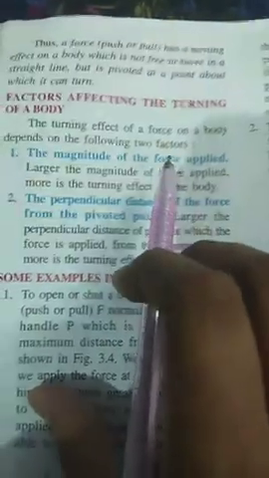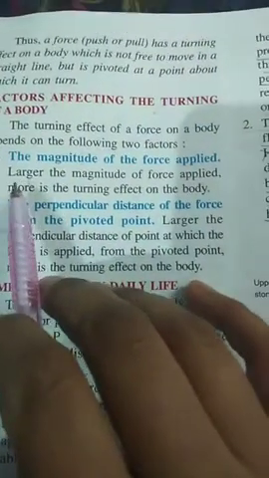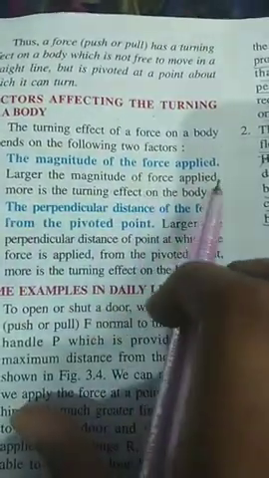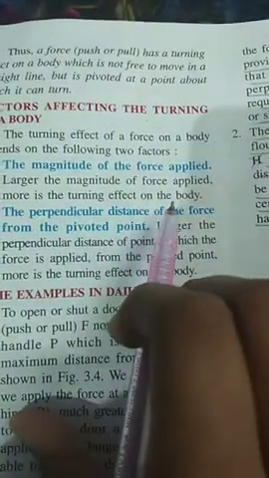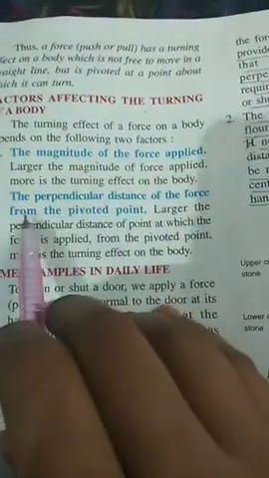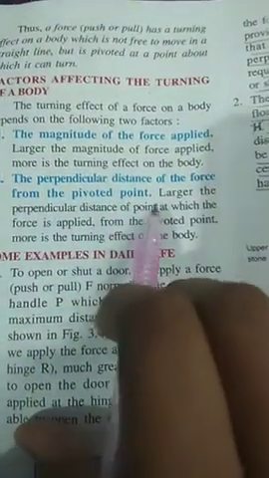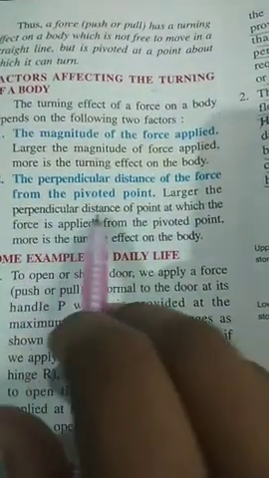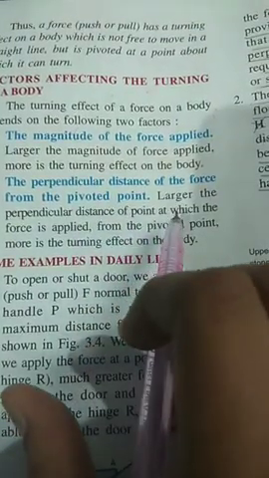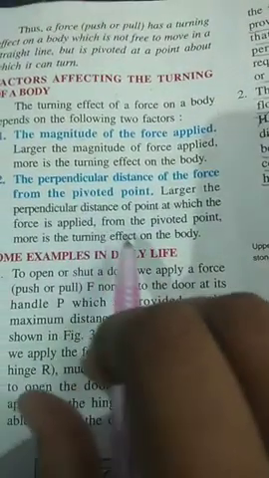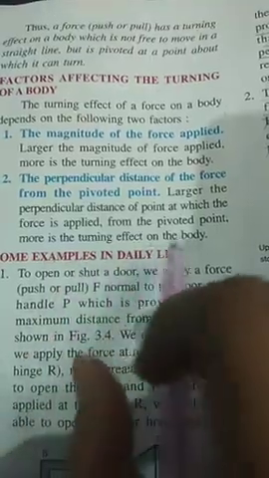Now there are some factors on which the turning effect of the body depends. The first factor is the magnitude of force applied, meaning how much force we are applying on the body. The larger the magnitude of force applied, the more will be the turning effect of a body. And the perpendicular distance of a force from a pivoted point: the larger the perpendicular distance from the pivoted point at which the force is applied, the more is the turning effect.